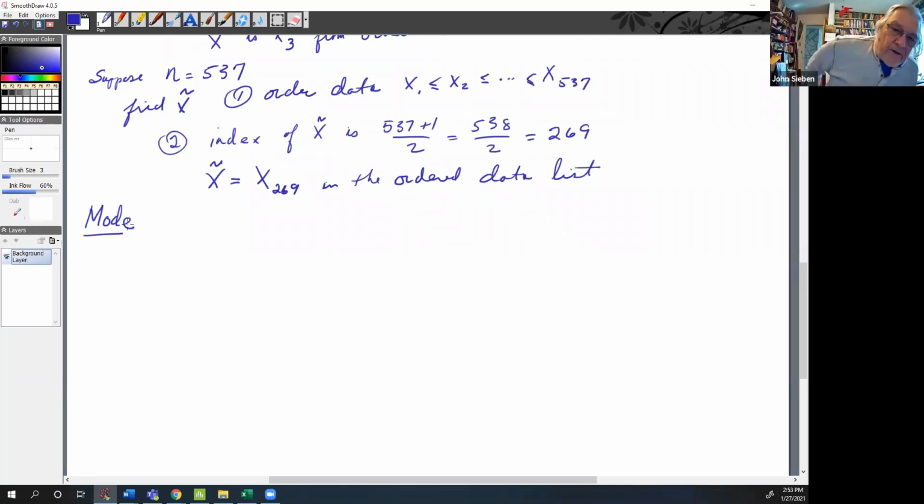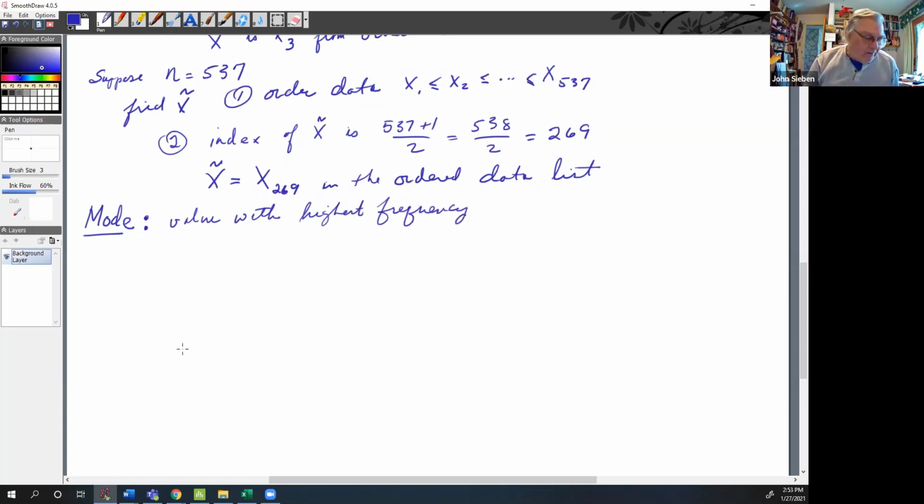And now we'll look at another measure of center called the mode. And the mode, we don't use the mode too often. Some people use the mode more than others. It depends, I think, upon the discipline that you're working out of. But the mode is the value with the highest frequency. It's the value with the highest frequency.